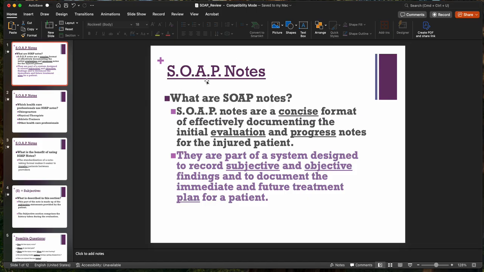SOAP notes are simply a way that we can use to document evaluations and progress notes for patients. SOAP notes are a concise format of effectively documenting initial evaluations and progress notes. Inside of a SOAP note, there are several sections, and they record subjective and objective sections as well as assessments and plans. So that's why we call it a SOAP note. Subjective, objective, assessment, and plan.